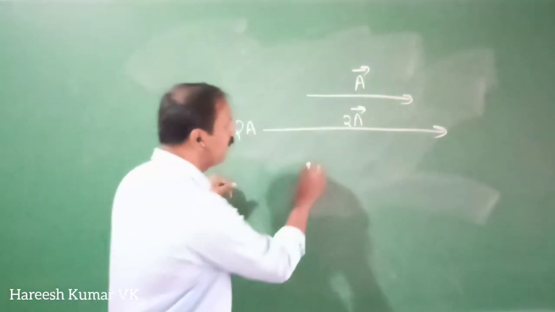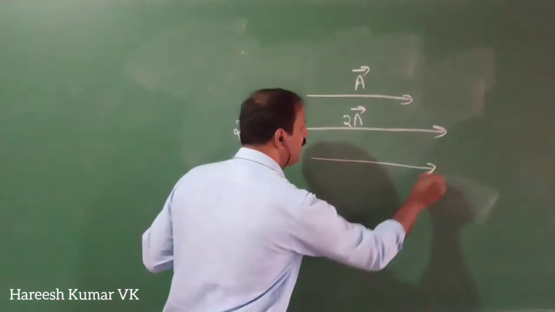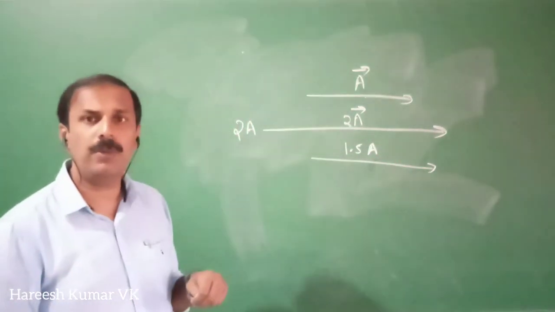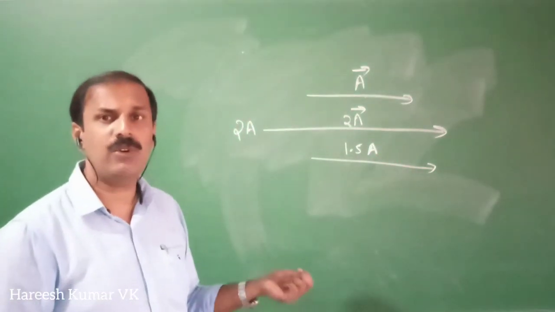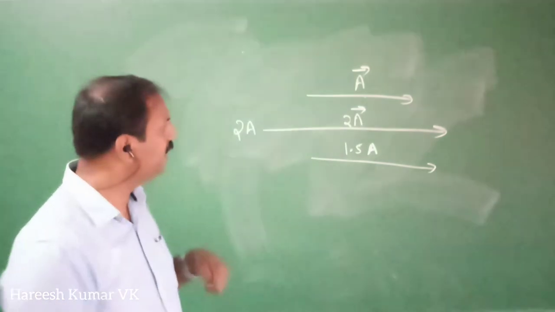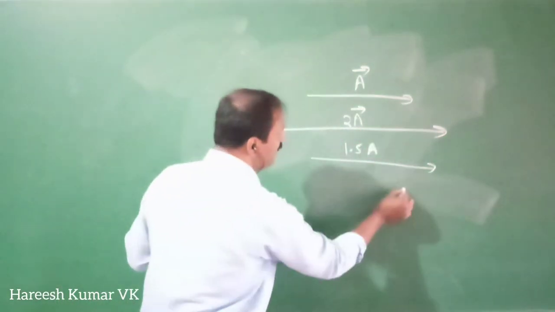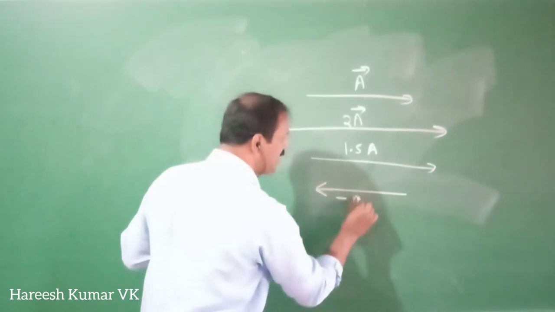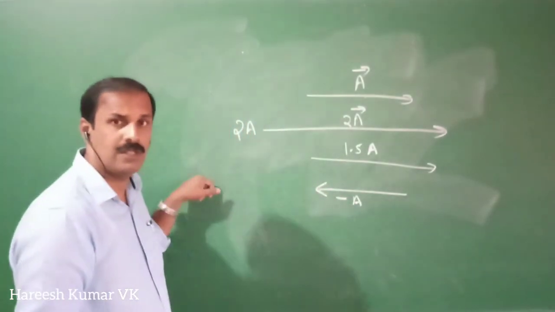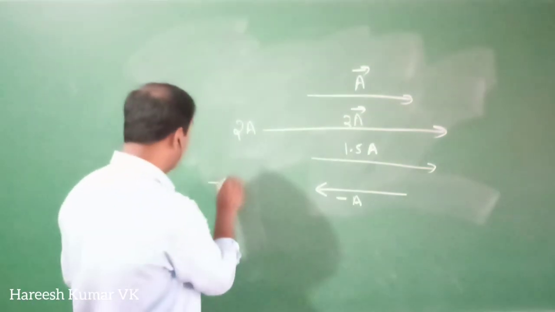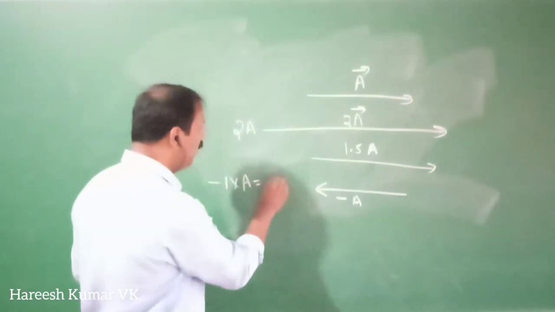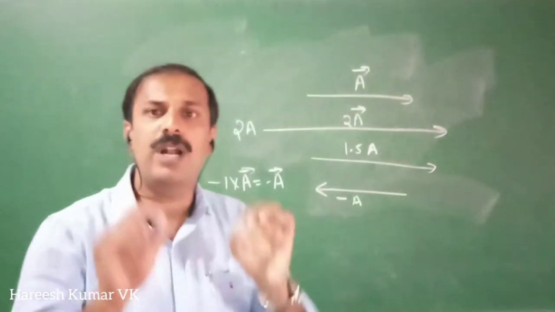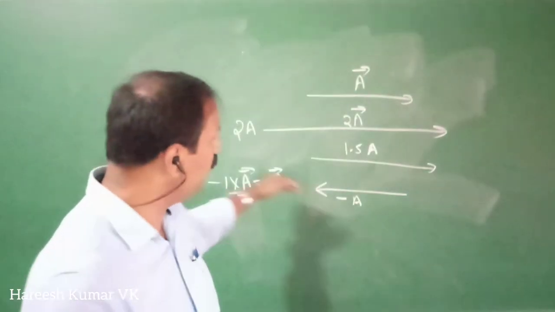If you take 1.5A, this is 1.5A, then there is a problem. If it is minus A, or minus 1, if you are multiplying, so minus A will be the same length in the opposite direction. This is minus A. So if you multiply minus 1 into A, it will be minus A. That will be in the opposite direction. When you multiply with a negative number, it will become opposite.